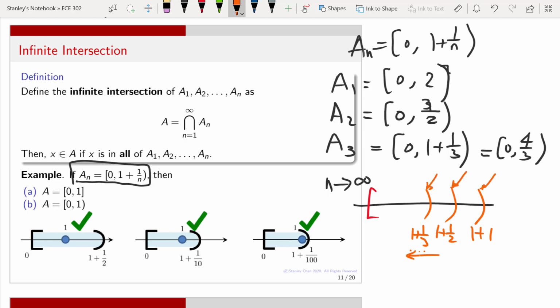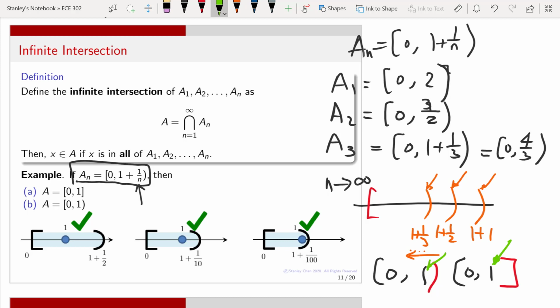Okay, and so ultimately what will happen is that you will be getting a set that takes this form, 0 and then 1, because when n goes to infinity, this is going to 0, right? So you have 1. Now the question is whether this is an open interval or whether this is a closed interval. Okay, so ultimately the question still goes to the same issue, whether this 1 should be included or not.